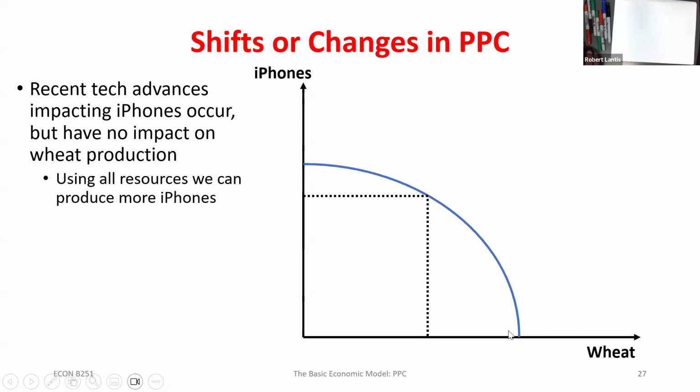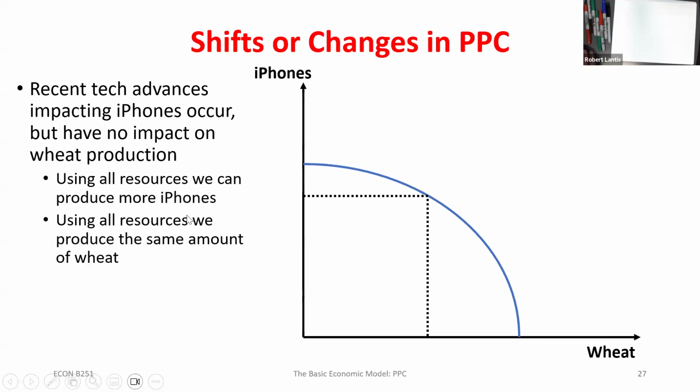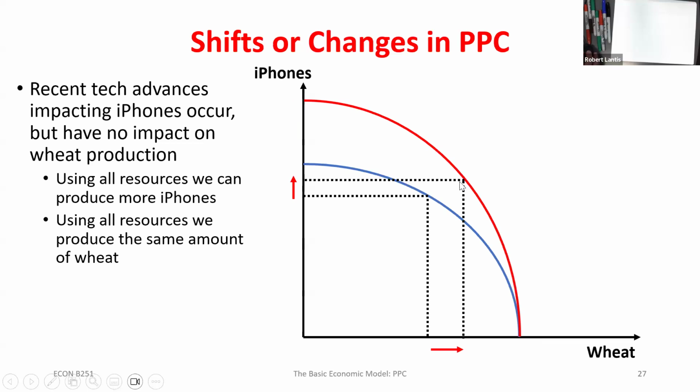Right? So you can imagine, I don't know, they discovered some new production method that I can produce more iPhones with the same labor hours, but that production method doesn't apply at all to harvesting wheat. Okay? So we're using all of our resources, we get the same amount of wheat, but if we're using all of our resources to produce iPhones with this new technology, we can produce more of that good. So what is this shift or change in our production possibilities curve going to do?